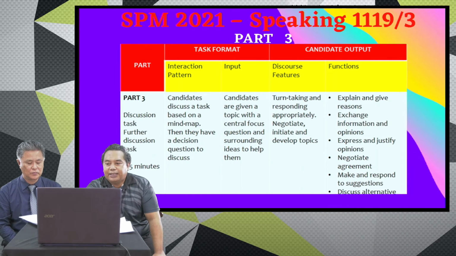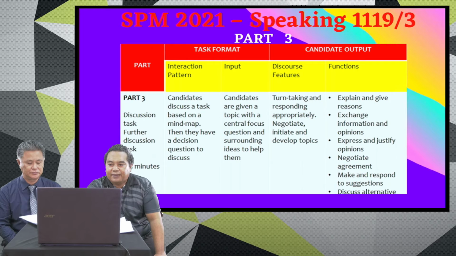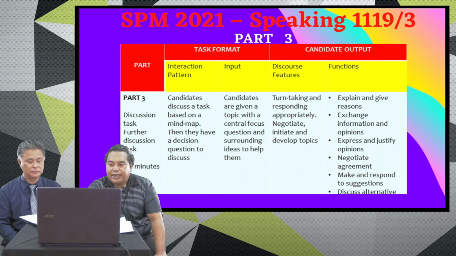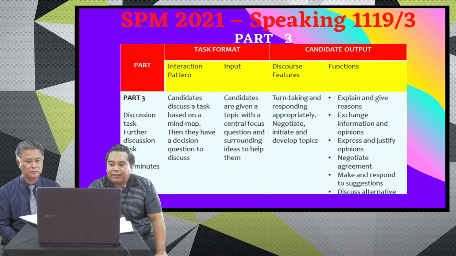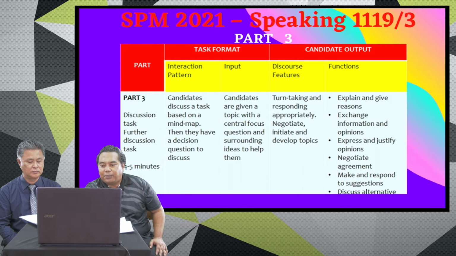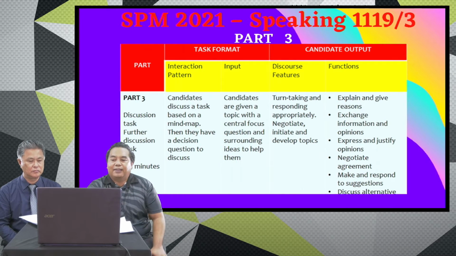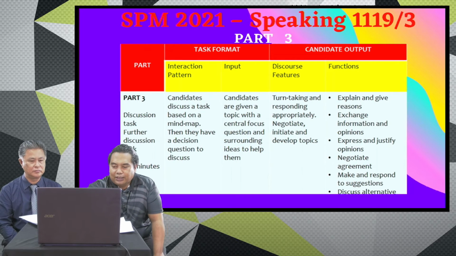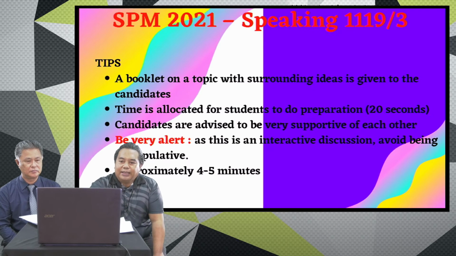Okay, functions: explain and give reasons, exchange information and opinions, express and justify opinions, negotiate agreement, make and respond to suggestions, discuss alternatives. Okay, we look at the tips.